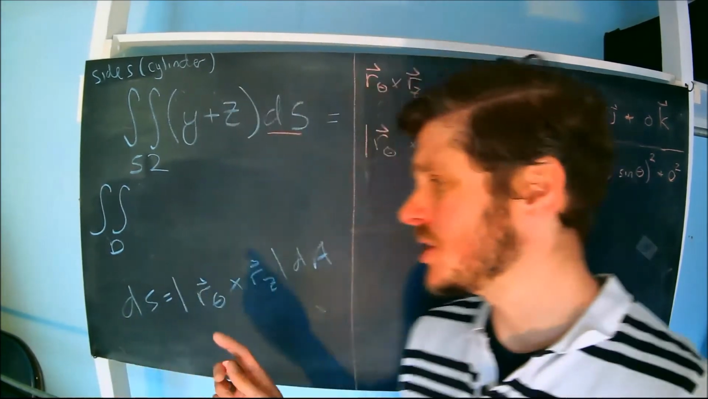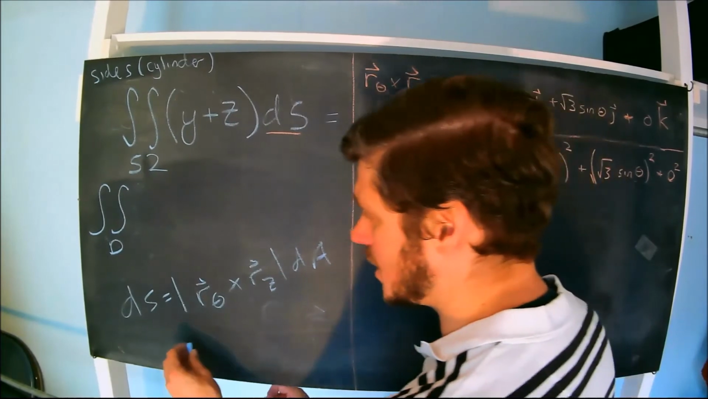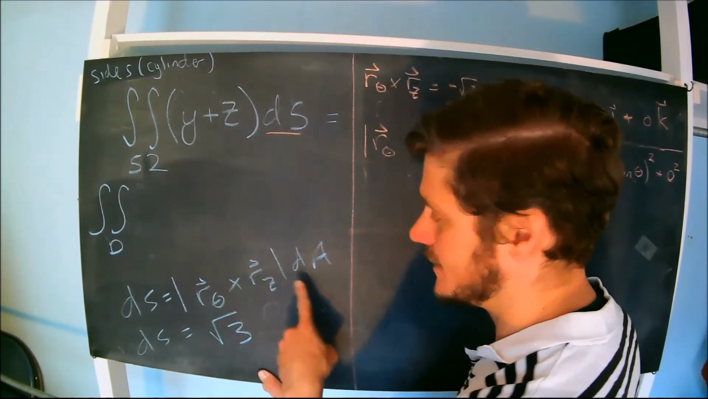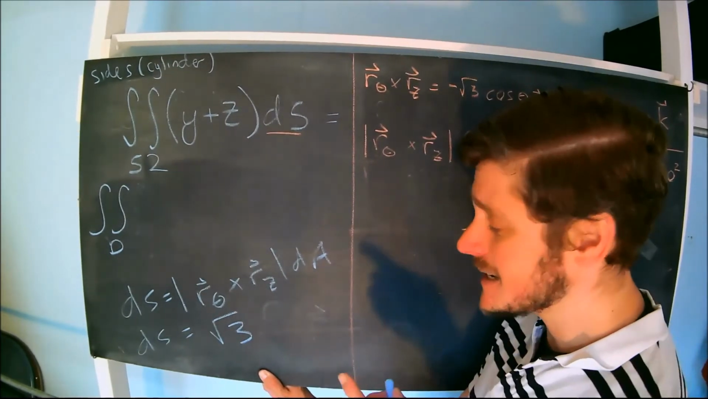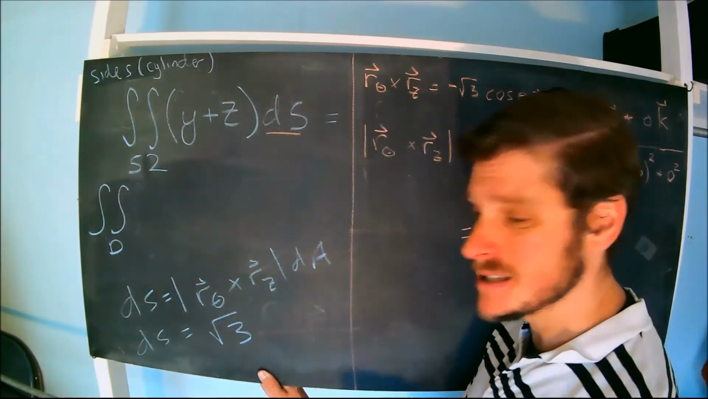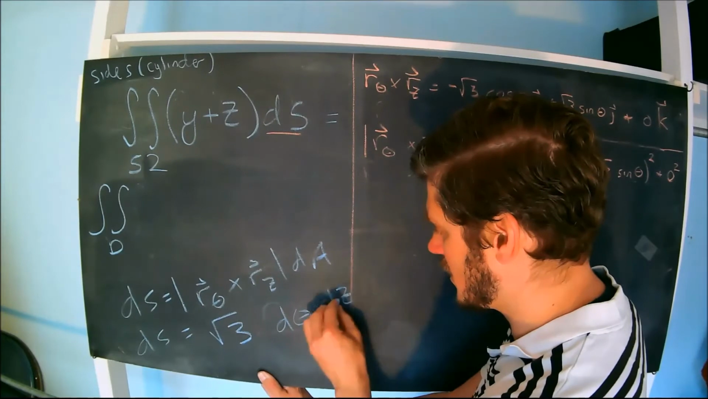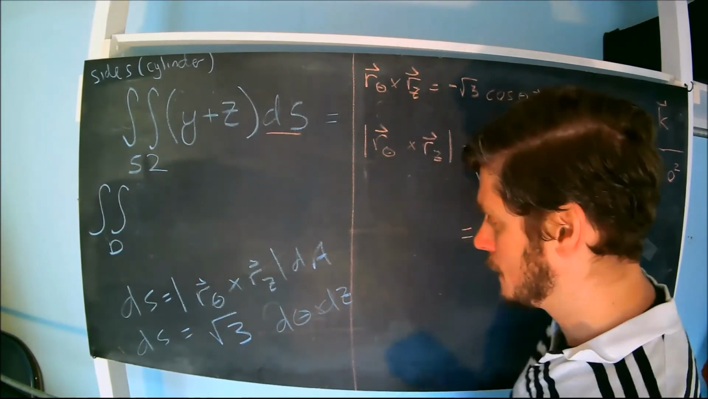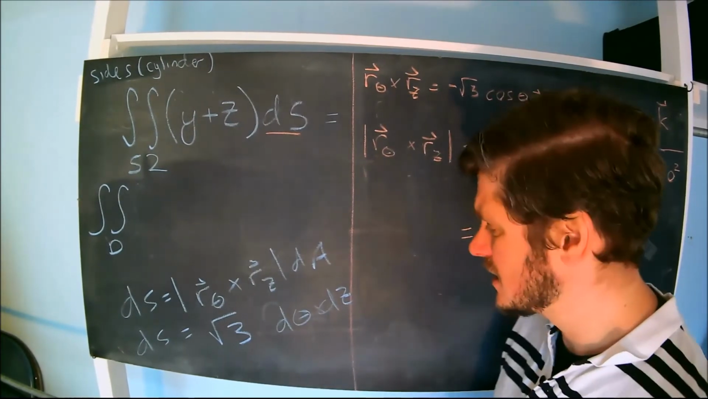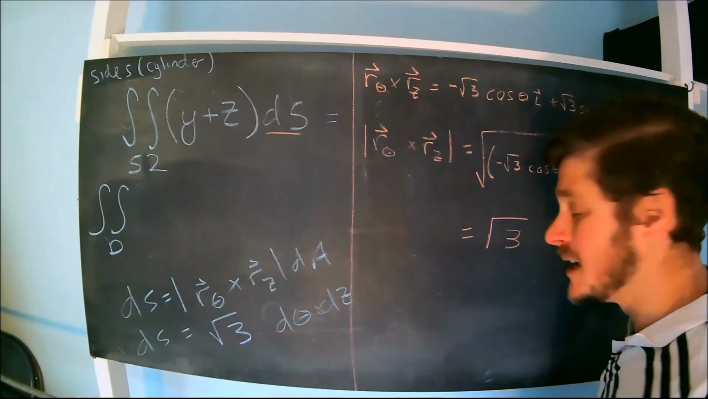Which means that when we make our substitution to set up our double integral, this dS is really going to become root 3 dA. And in this case, dA is going to be my two variables in the problem, which is theta and z, which means a d theta and a dz. But what we need to do next is, if it's in terms of thetas and z's, I need my bounds for thetas and z's.